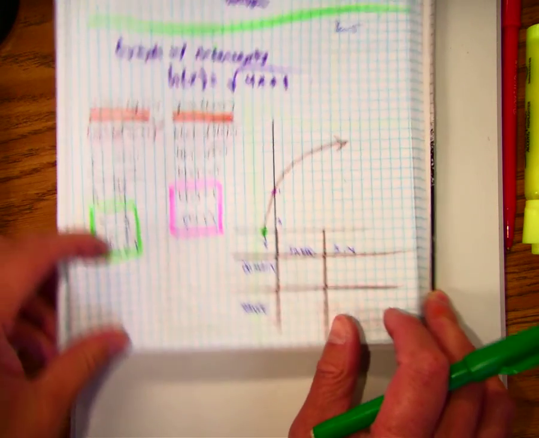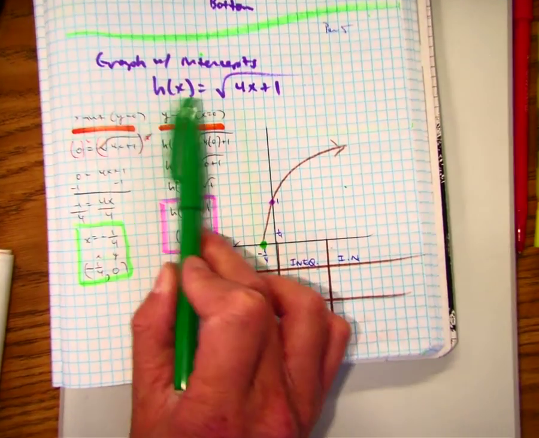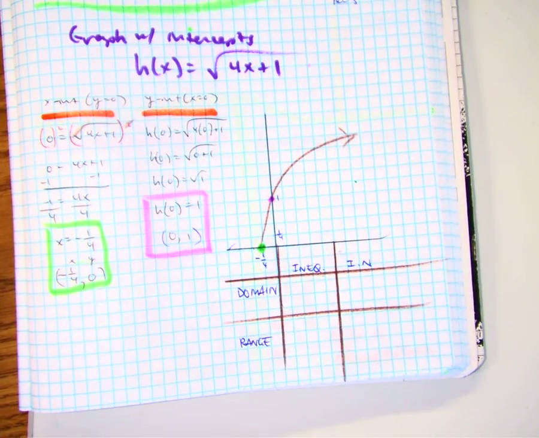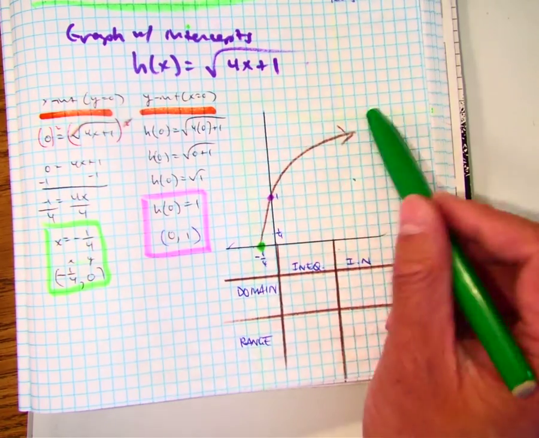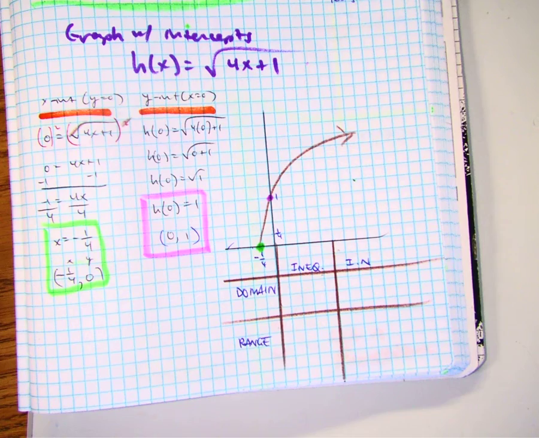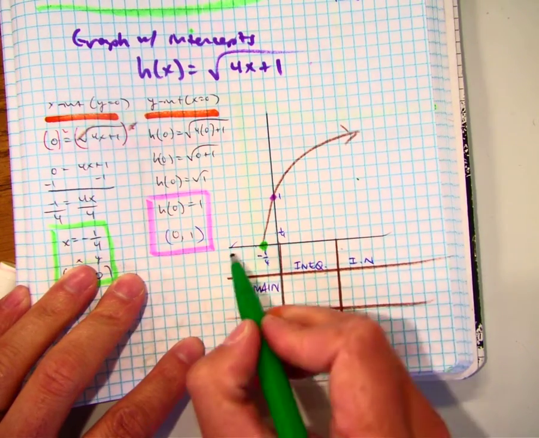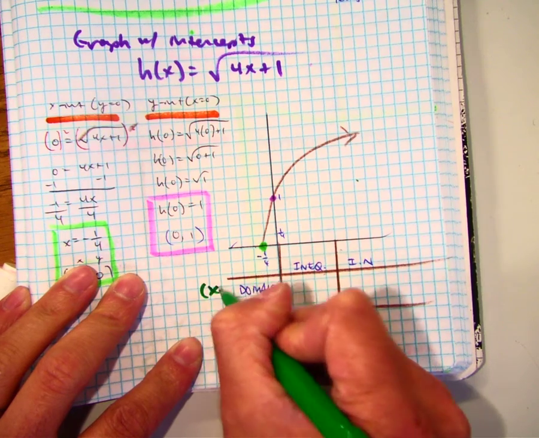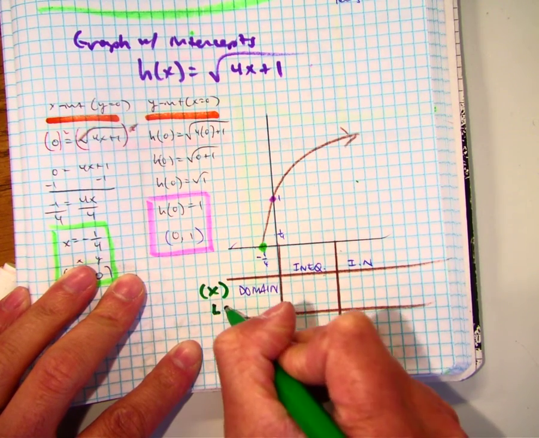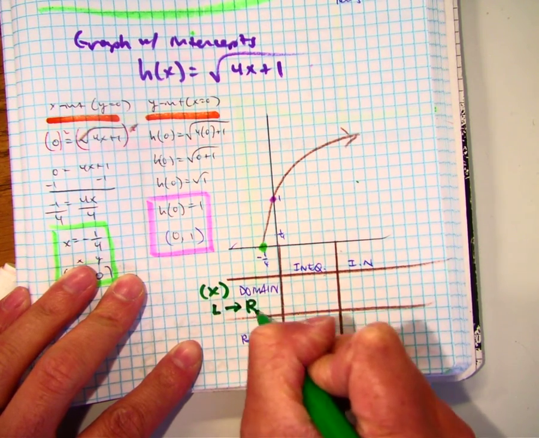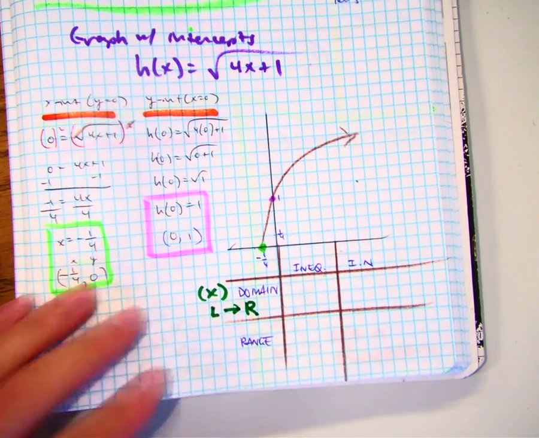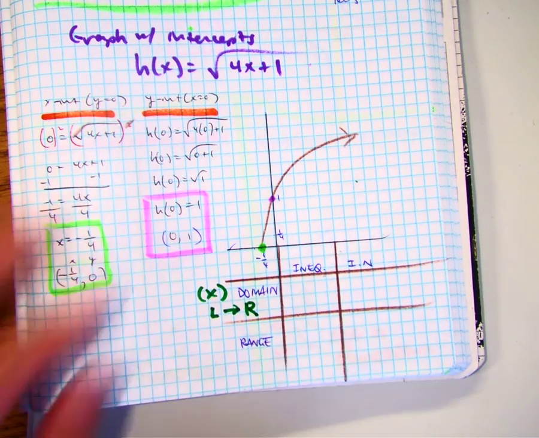Alright, so we just graphed h of x equals the square root of 4x plus 1, and we have a square root function here. And now we're going to go through the domain and range. The domain refers to the x-axis, and we go in the direction of left to right. Left to right. So I'm going to actually use my pen or pencil.